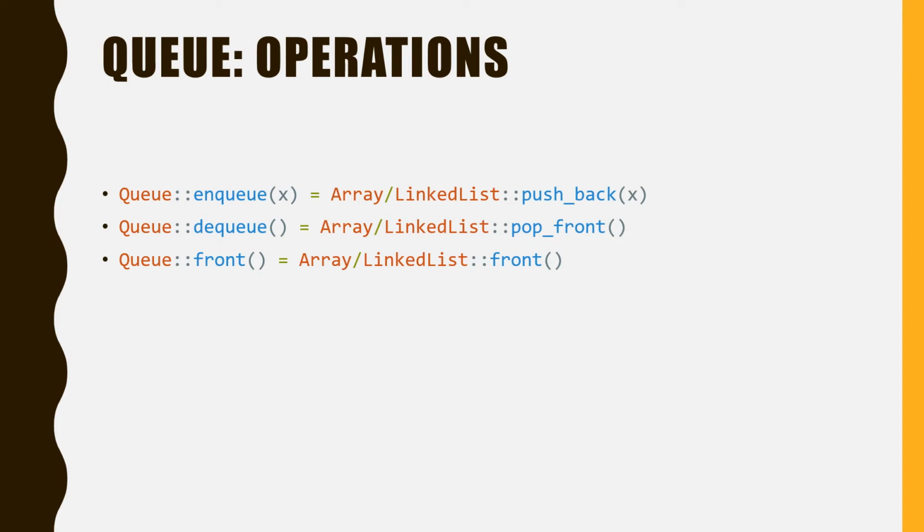Okay, let's first focus on queue and look at its major operations. In queue, the insertion operation is often referred to as enqueue, which is identical to the pushback operation in array or linked list. The deletion operation is called dequeue, which is identical to the pop front operation in array or linked list. The operation that accesses the first data element is called front, which is the same as in array and linked list.